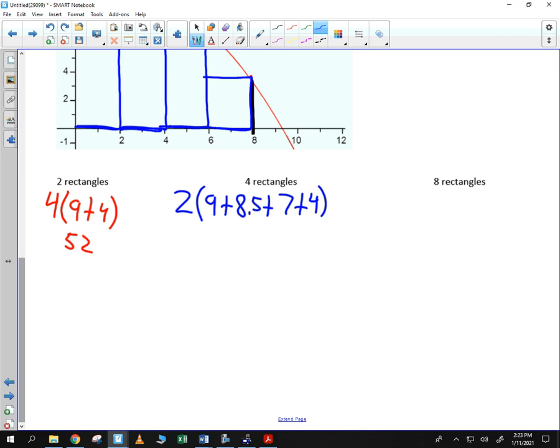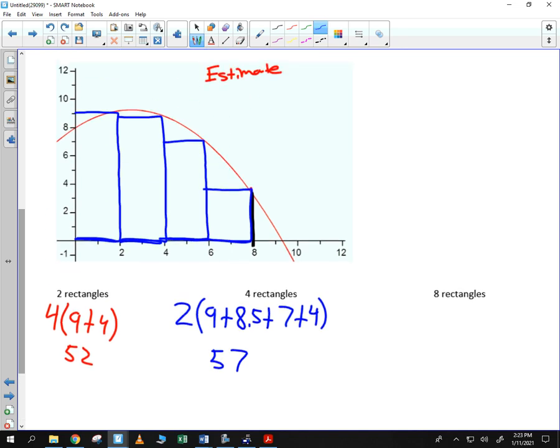9 and 8.5 is 17.5. 17.5 plus 11 is 28.5. And 2 times 28.5 would be 57. So that's our estimation. You can see in this situation, we're underestimating everything. There's lots of area to the top.